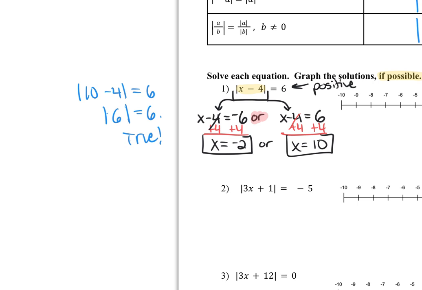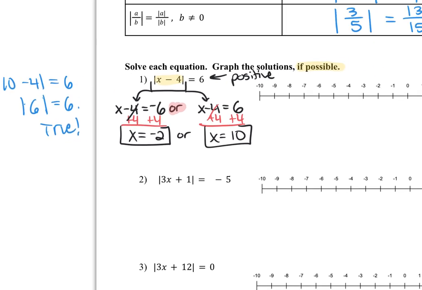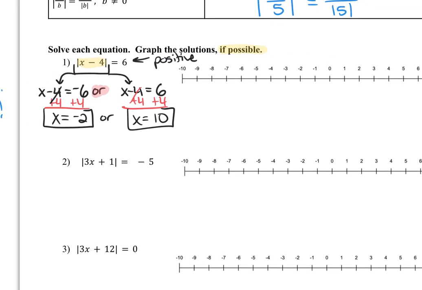Absolute values are special because the inside, when I'm talking inside, I'm talking about inside the bars, could be a negative or a positive. What it equals can only come out positive, but what goes in could be either one. So all we do to graph these, since we have two of them, we put a dot on negative 2 and a dot on 10.